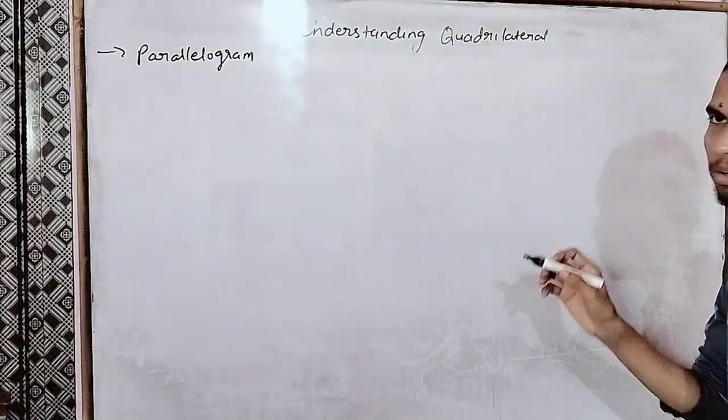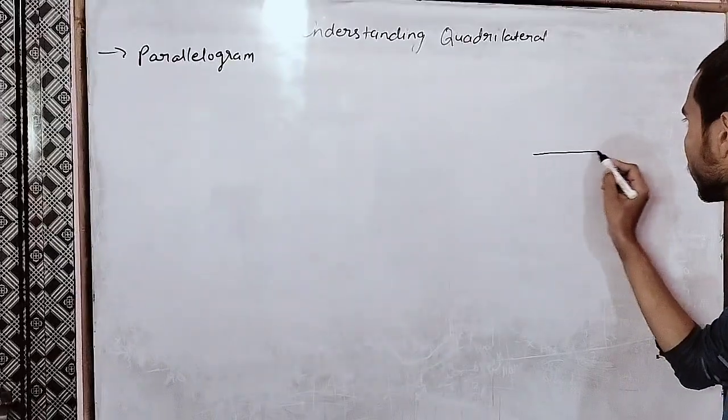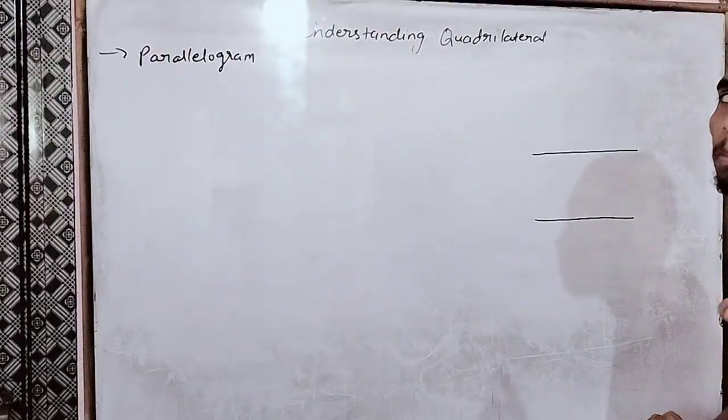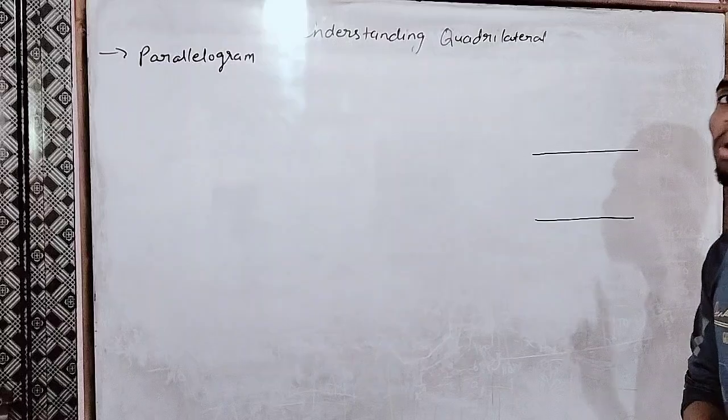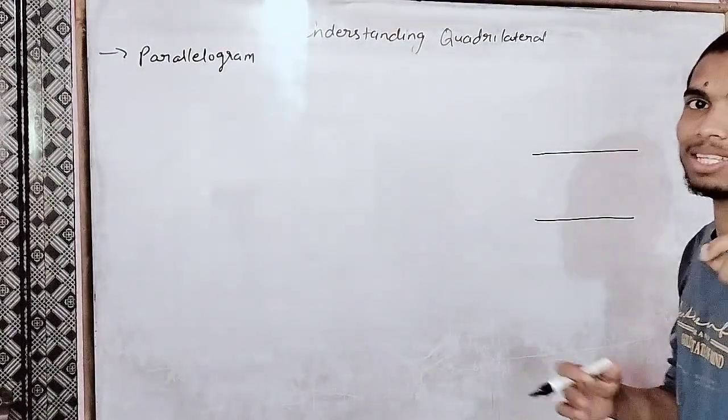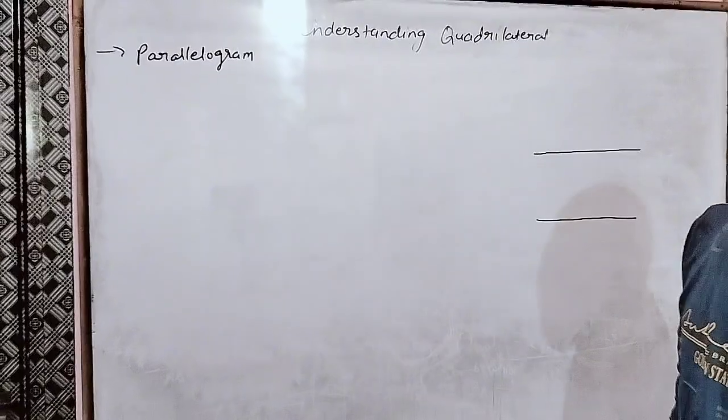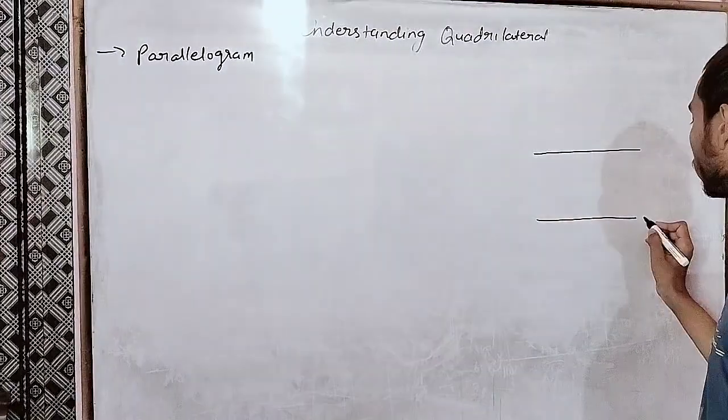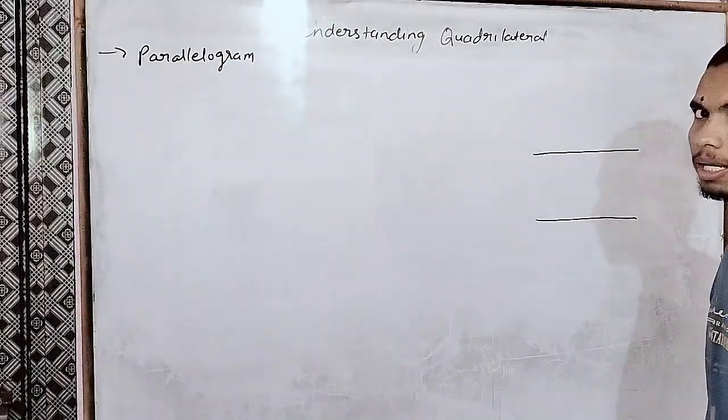So the quadrilateral will be like this: this is parallel to this. We have one pair of lines which is said to be parallel. Now we can say this is a parallel line. Okay, so this is one pair of parallel lines.